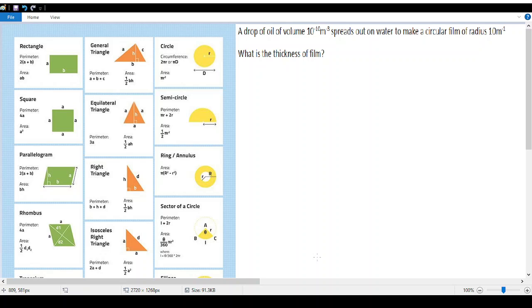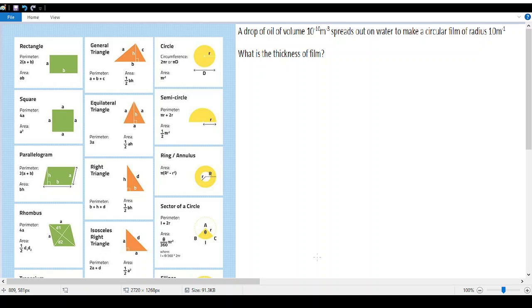It goes this way: a drop of oil of volume 10 raised to the power minus 10 meter cube spreads out on water to make a circular film of radius 10 meters. So 10 raised to the power minus 1 meter. I think that value there is a little bit mistaken, a typographical error. The radius there should be 10 raised to the power minus 1 meters. So what is the thickness of the film?